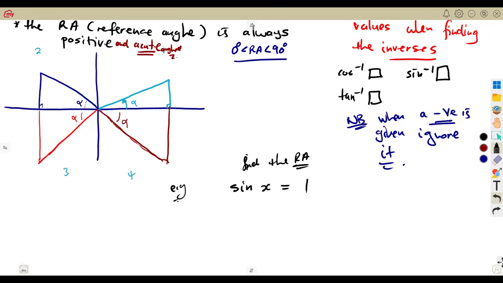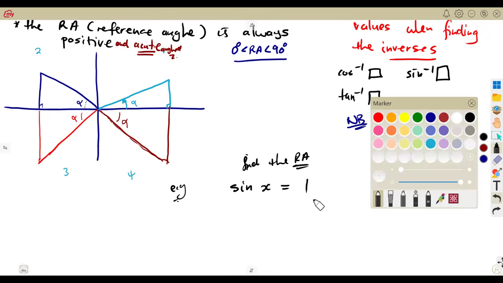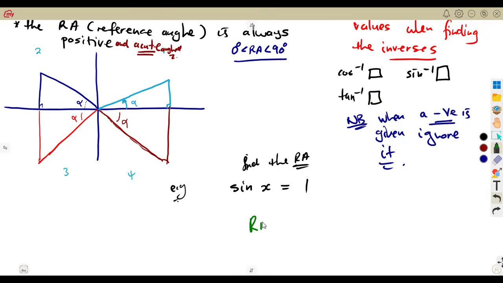So the reference angle being alpha, or you can call it whatever, you can even write it as reference angle like that. This is the one that we are referring to as arcsine of what you are given there. So the reference angle is going to be arcsine of what we are given there, which is arcsine 1. If there was a negative there, you are going to ignore that negative.